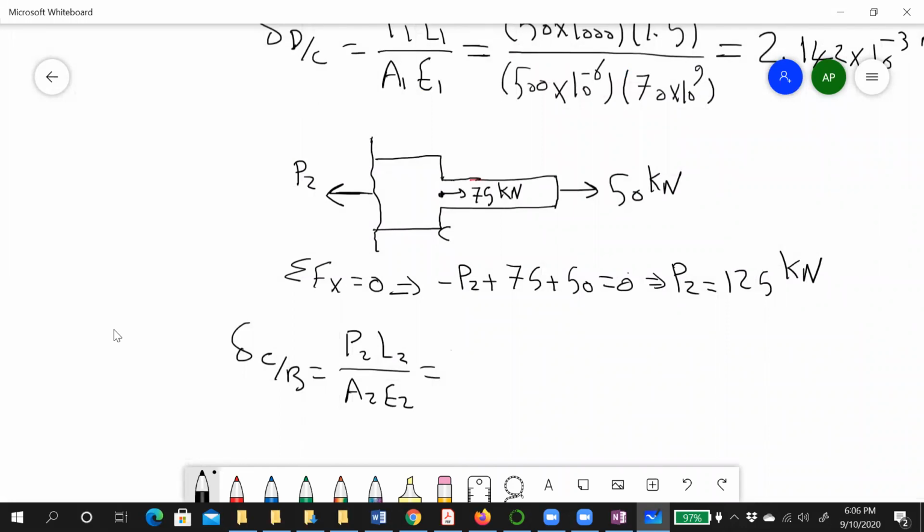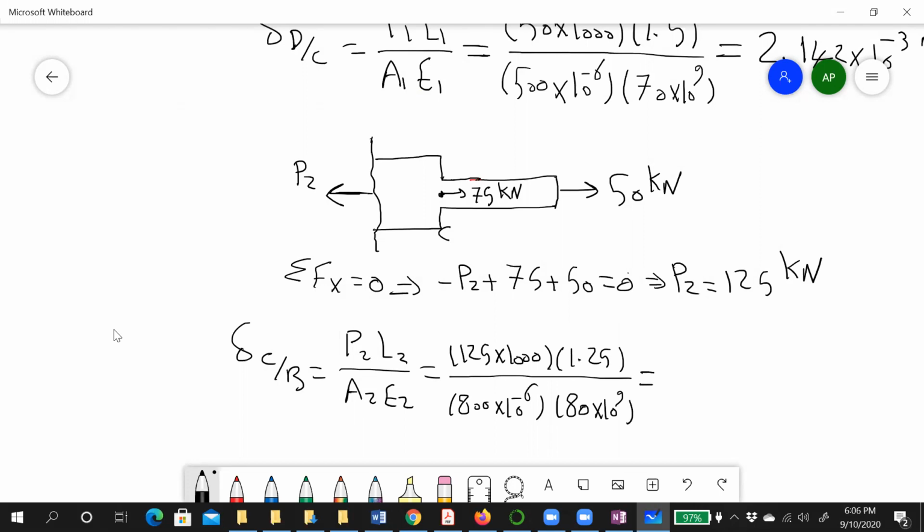P2 is 125. Let's multiply by 1000 to get Newtons. L is 1.25, right? A is 800 times 10 to the negative 6 to change to meters. E is 80 times 10 to the 9, right? The answer would be 2.79 times 10 to the negative 3 meter, or 2.79 millimeter, right?